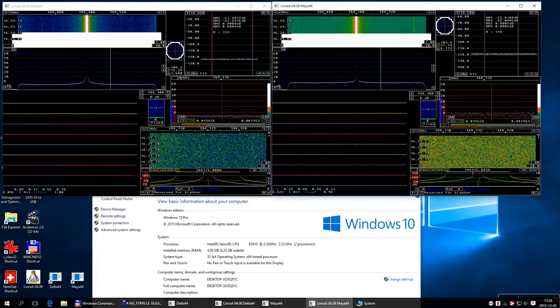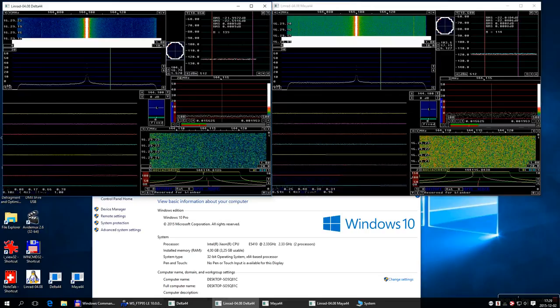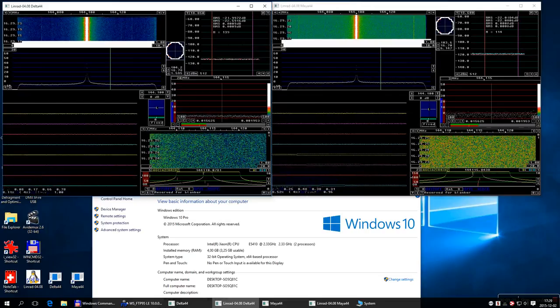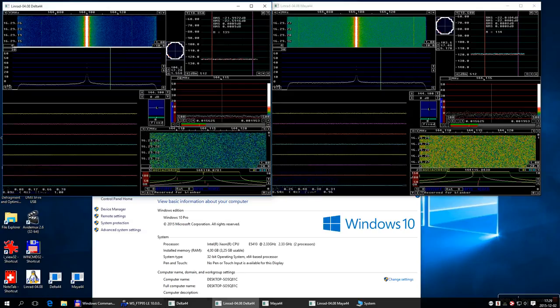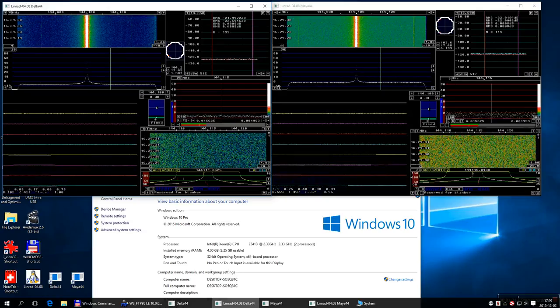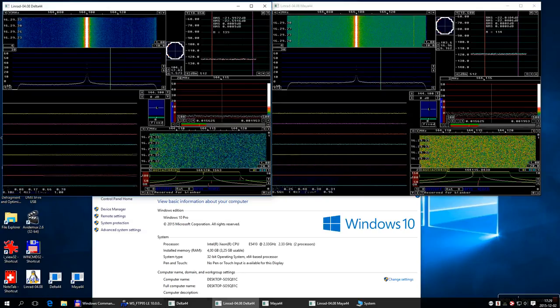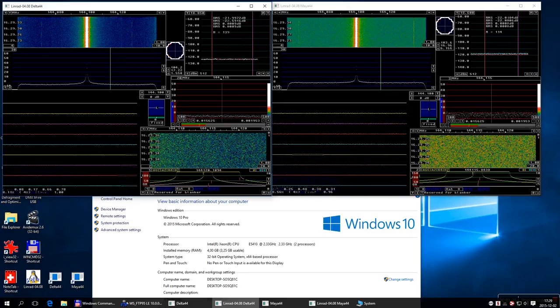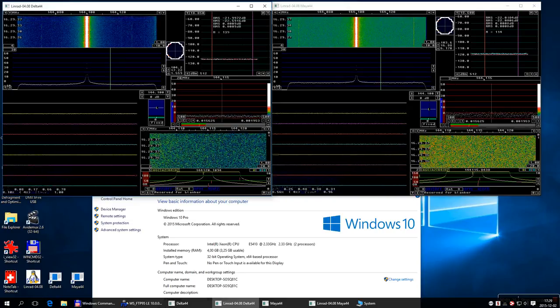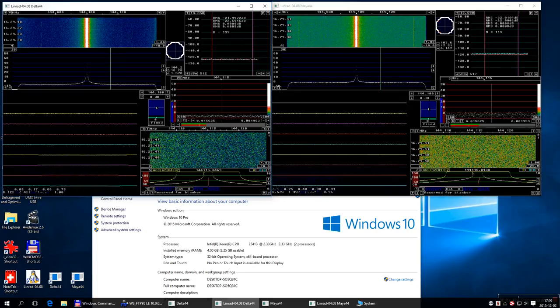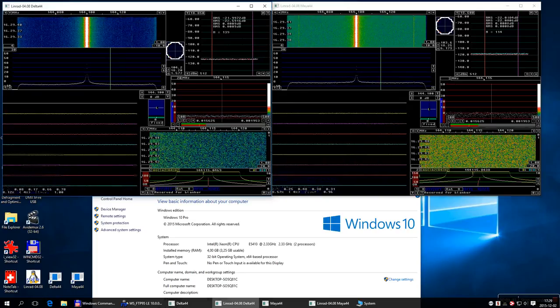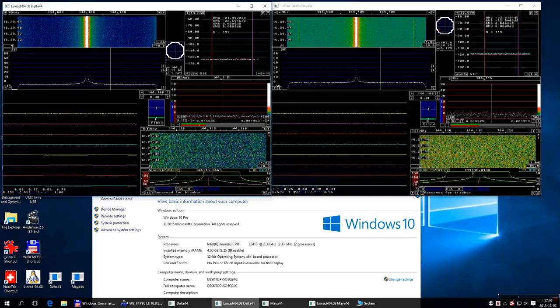You can see that I grab the BFO and move it to one side here, and you can read 144.110, and at the other edge you have 144.120, means 10 kilohertz and 40 decibels.